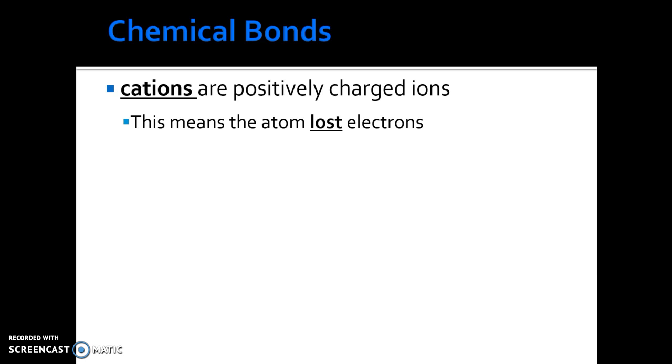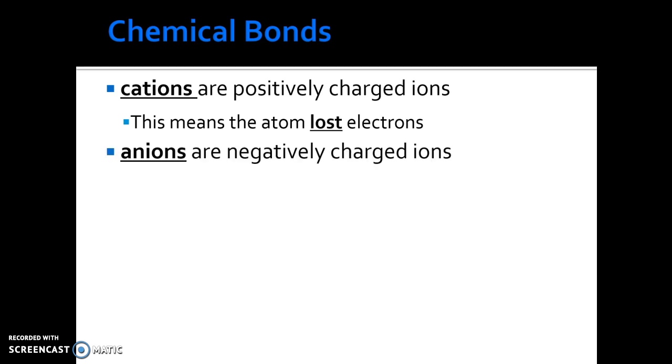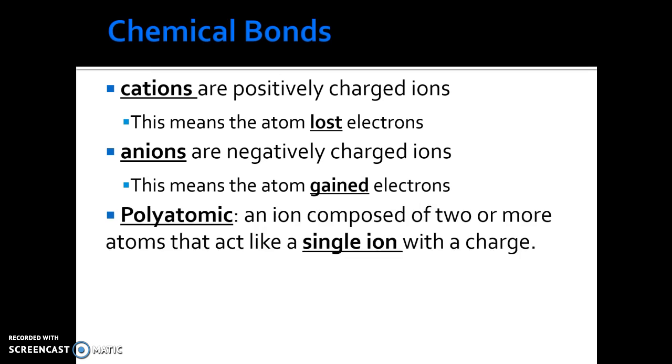Remember, electrons are negative, so if you lose negatives, you become more positive. And anions are ions that have a negative charge. And again, remember, the way they get this is by gaining electrons. If you gain negatives, you are going to have a negative charge.